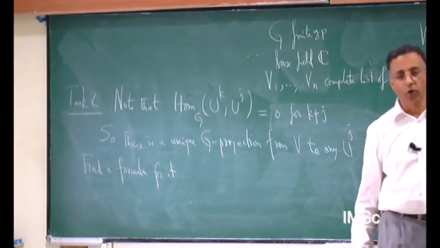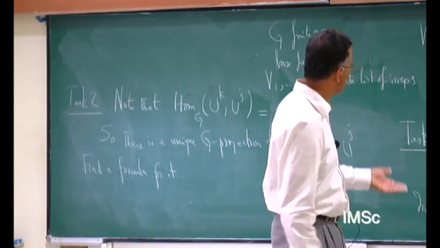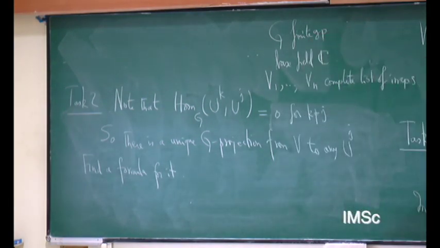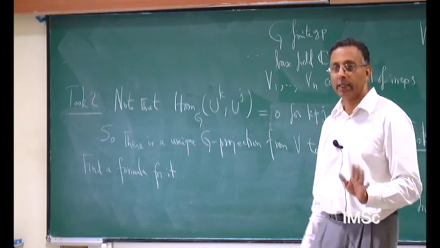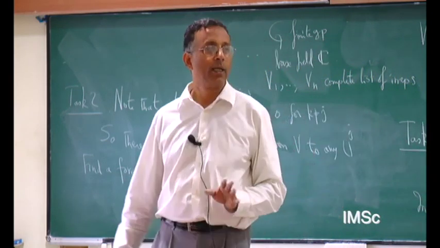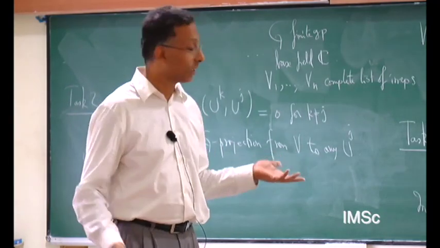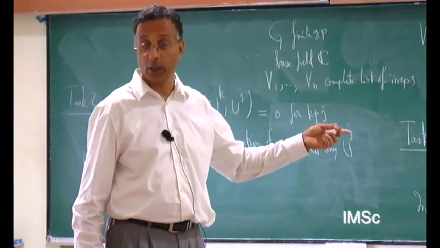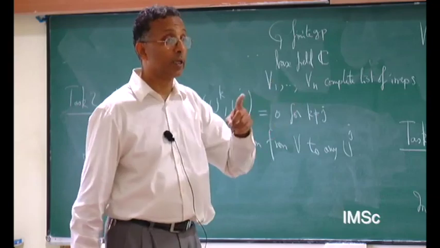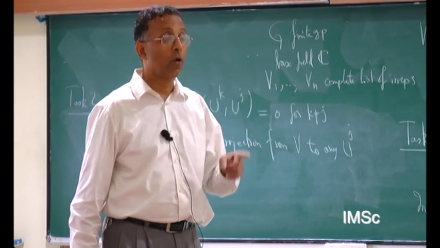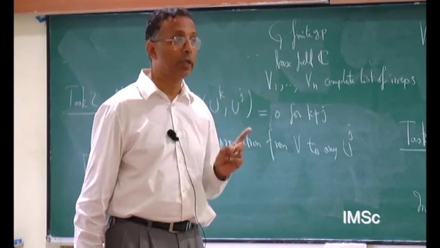Of course, once you have a decomposition like this, there is a G projection where you send this to itself and the rest to 0. Absolutely, there is no problem with the existence of that G projection. But here it means there is a G projection and this Uj is unique, so the G projection is also unique.